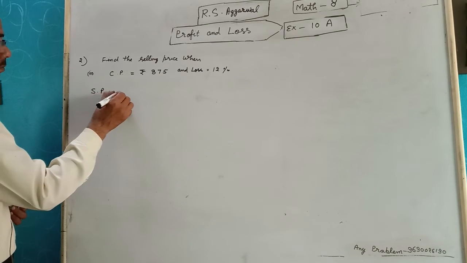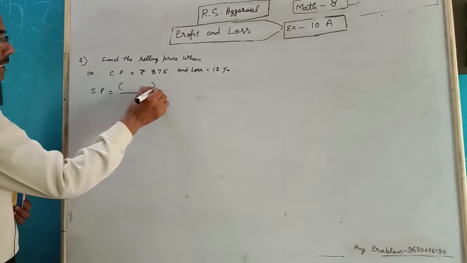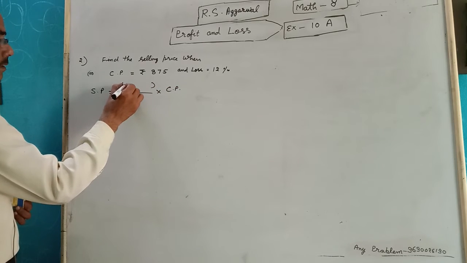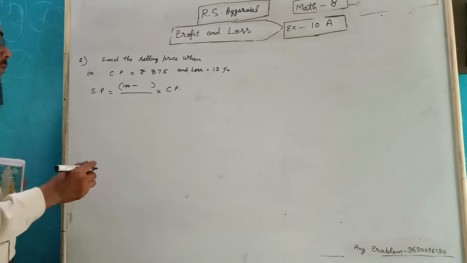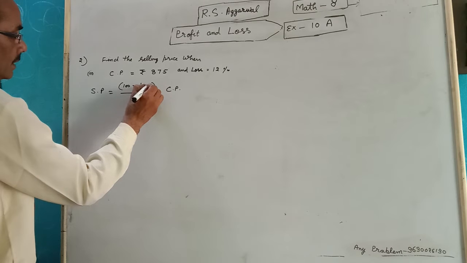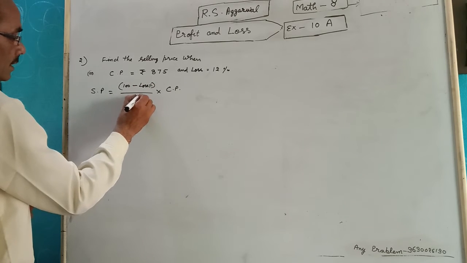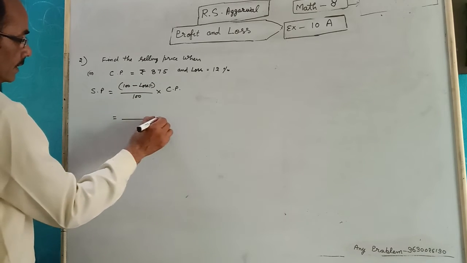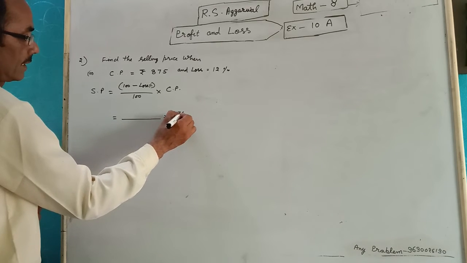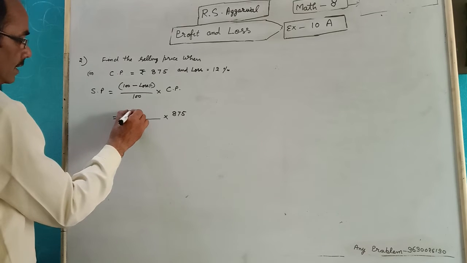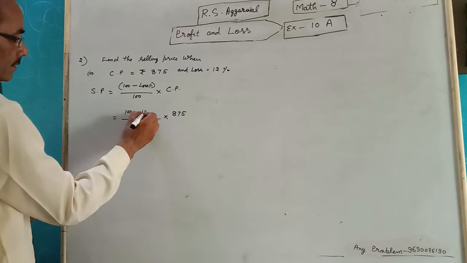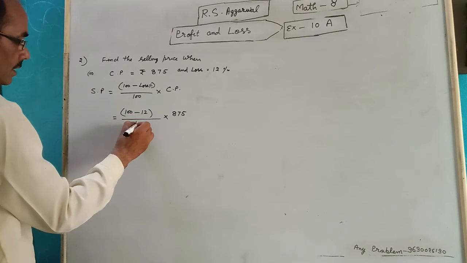SP is equal to (100 plus, for gain is plus, loss is minus, loss percent) upon 100. Put the value. CP is 875. 100 minus loss is 12 upon 100.